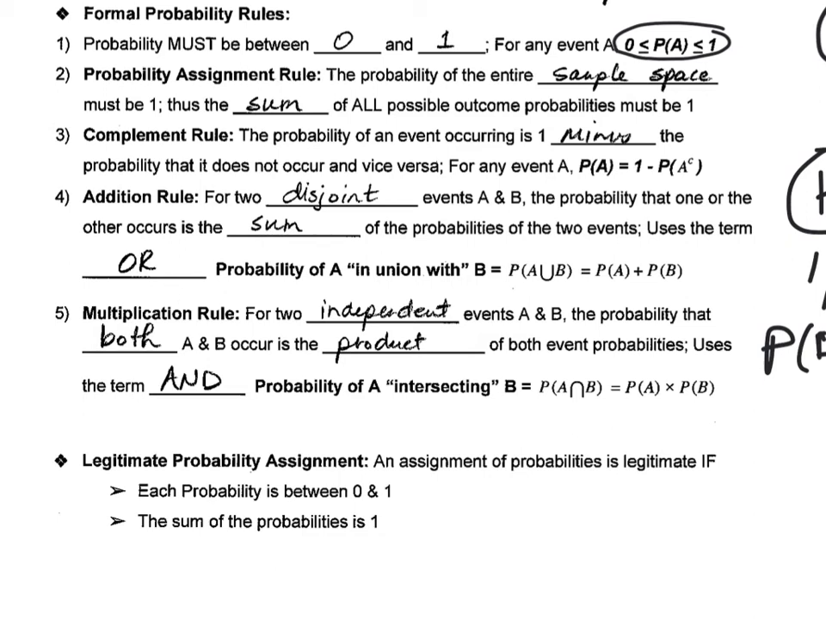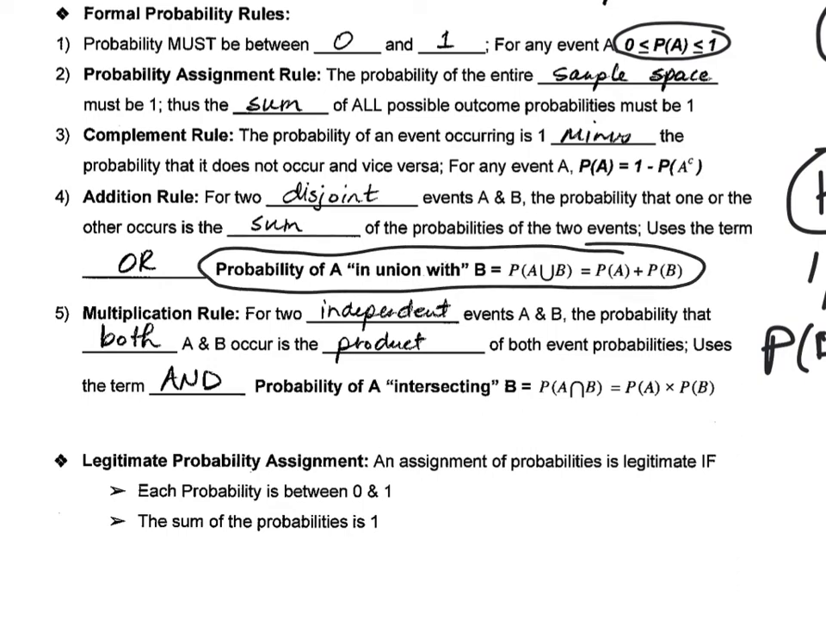Now, this is what it's going to look like, and I explain a little bit of what this looks like at the bottom here. It says the probability of A in union with B. That essentially means we're going to take the probability of A and add that to the probability of B.